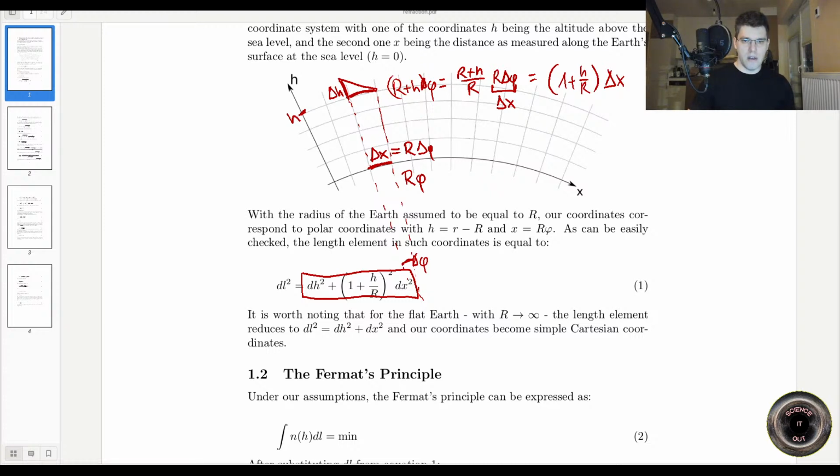And as I'm writing here, it is worth noting that for the flat Earth, this length element reduces to, well, if r is infinite, then this whole part h over r disappears, because no matter how large h is, with infinite r this is 0. And so we just have dh squared plus dx squared, and if this wasn't called x and h but x and y, it would be the same as dx squared plus dy squared, and that's exactly the same as in normal rectilinear coordinates x and y.